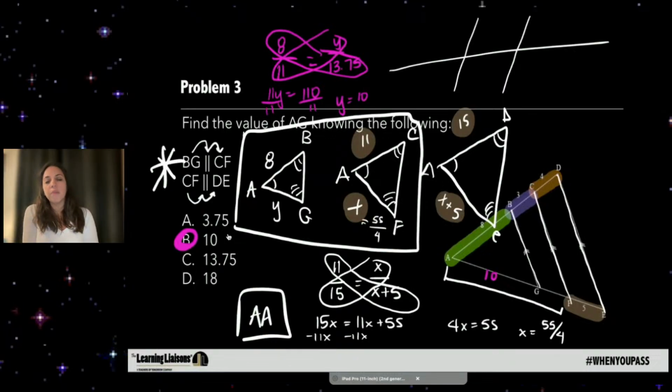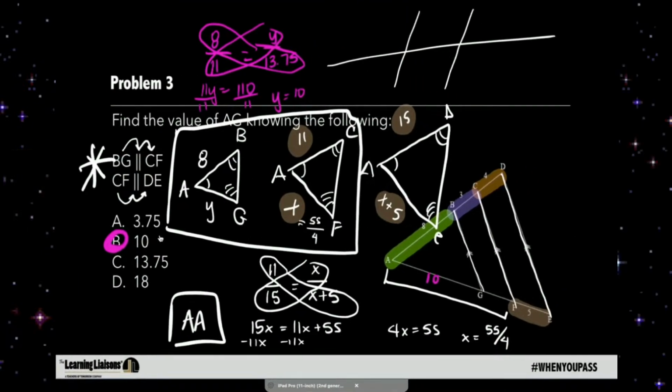So in this problem, there were two different sets of similar triangles that we had to use to be able to move forward. Questions? All right, let's go on to the next problem.